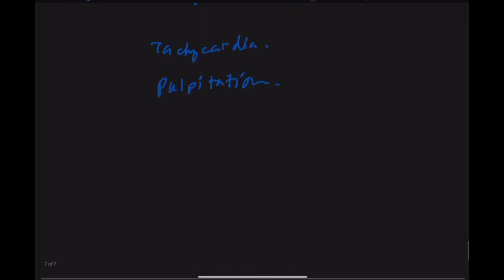That's why we should not use beta adrenergic antagonists in diabetic patients who are on insulin or oral antidiabetic drugs. Okay.